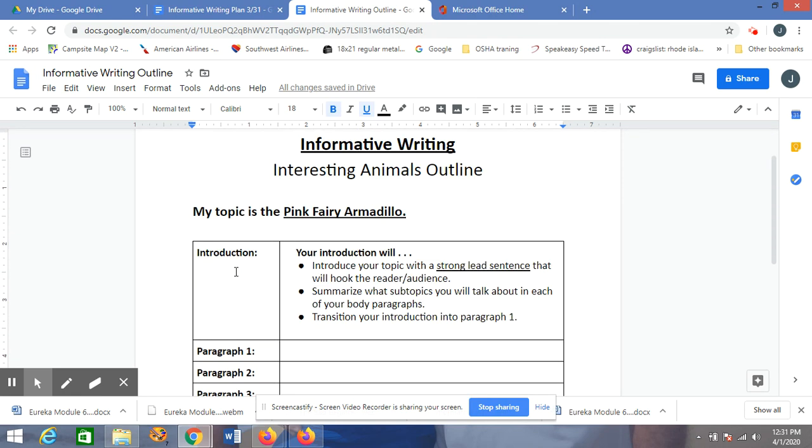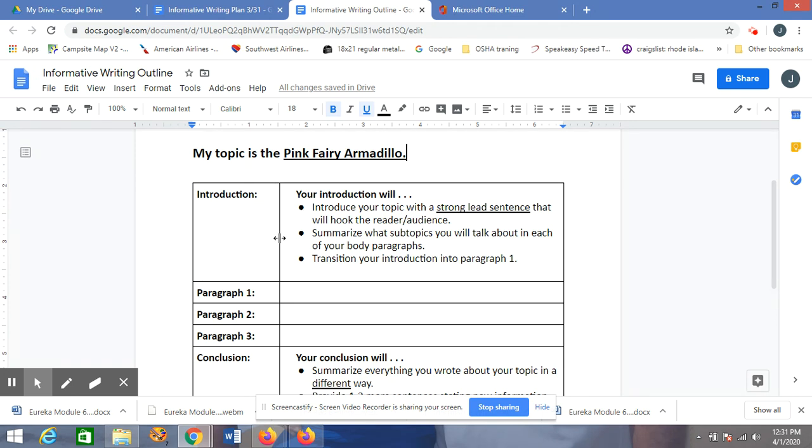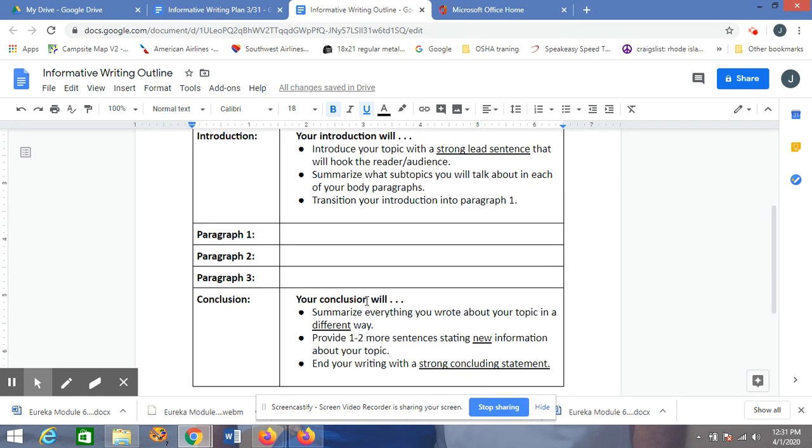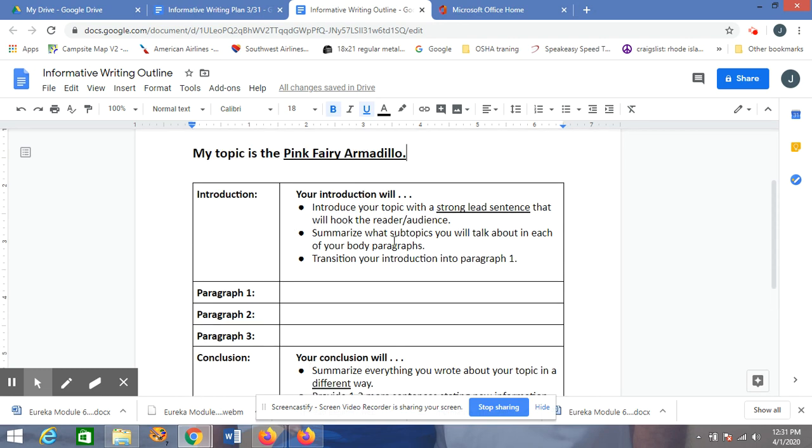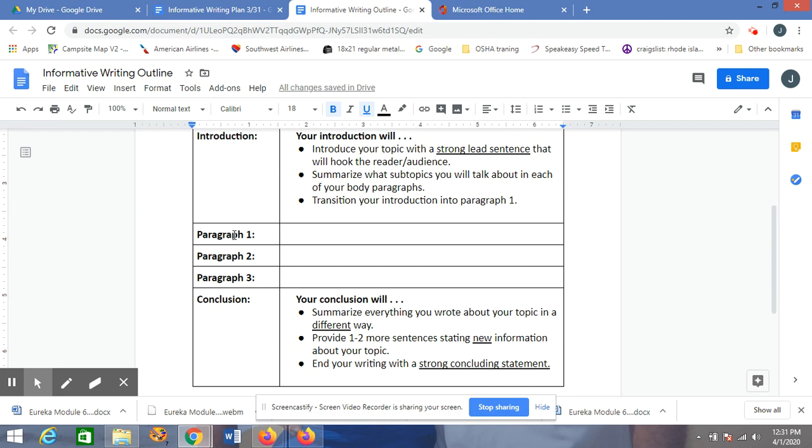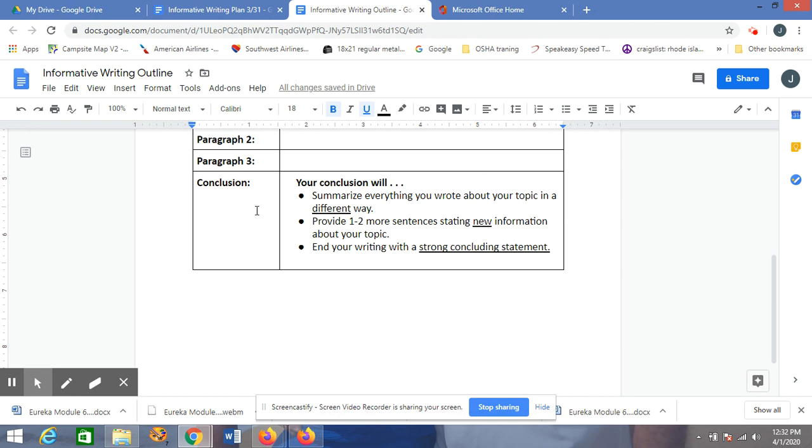But we're gonna start making our introductions and then our conclusions longer. They're not just gonna be one sentence. Like when we did opinion writing, we just stated our strong opinion. But this time, we're going to develop a full introduction, maybe 4 or 5 sentences, and then we'll have, if you see here, paragraph 1, paragraph 2, paragraph 3, 3 body paragraphs where we'll write about our subtopics, and we'll get into that in a second. And then a strong conclusion that'll be more than one sentence.